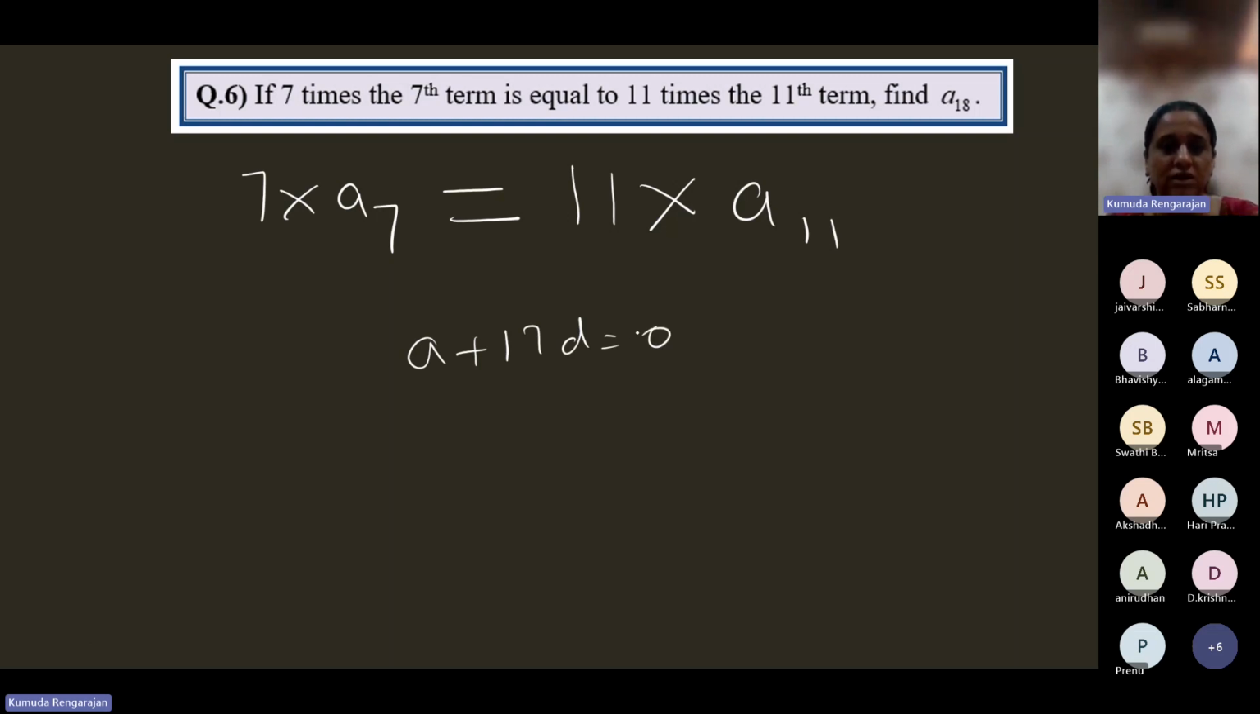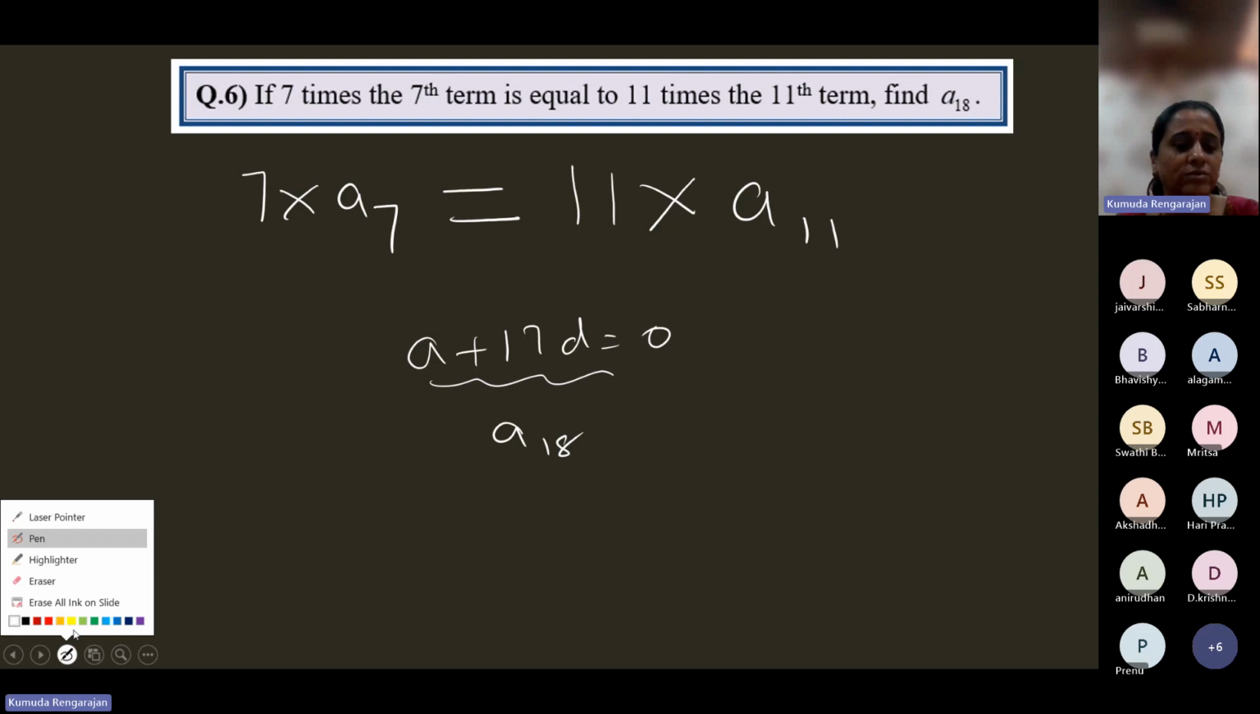So you'll have to substitute for A7. A7 is A plus 6D, and A11 is A plus 10D. Substitute, you have an equation, bring all the terms to one side, you will get A plus 17D is 0, and A plus 17D is nothing but A18. So the 18th term is 0.